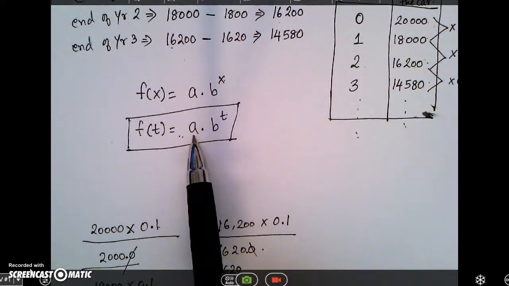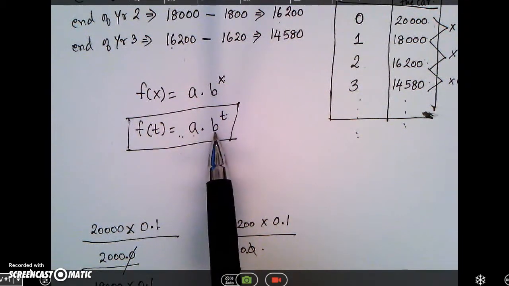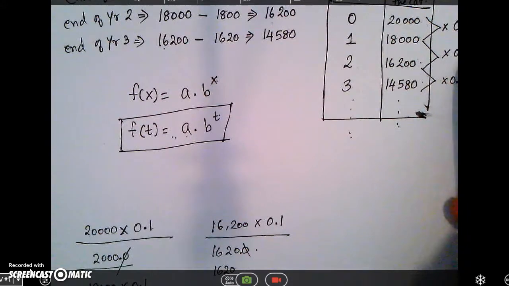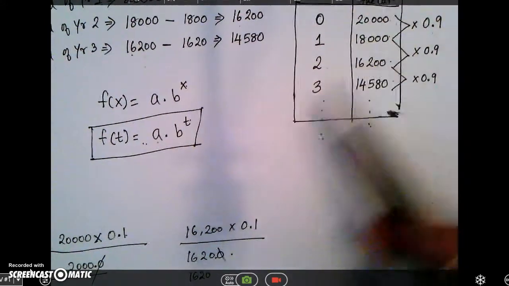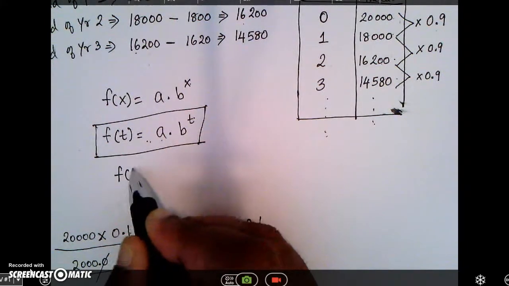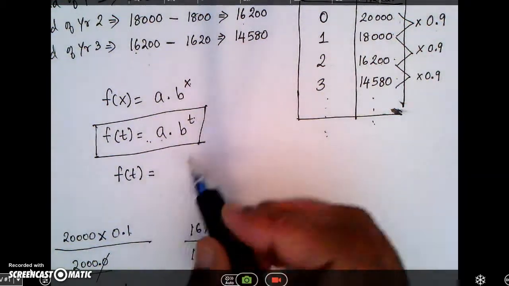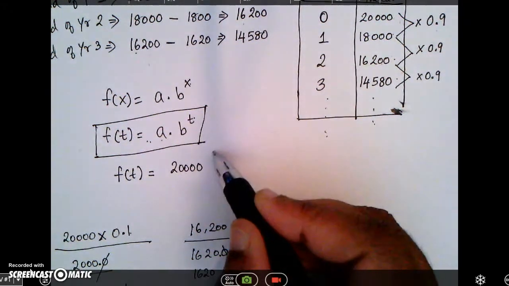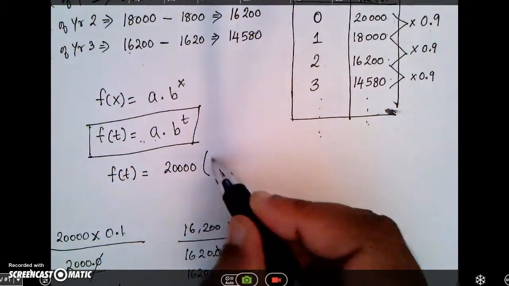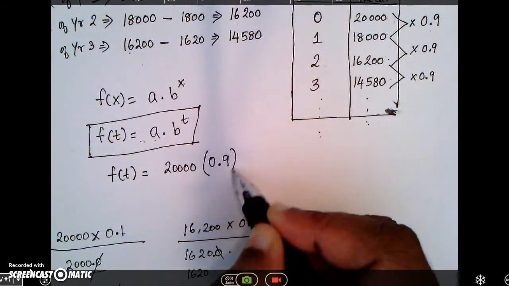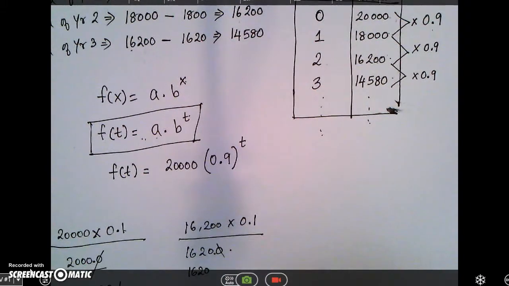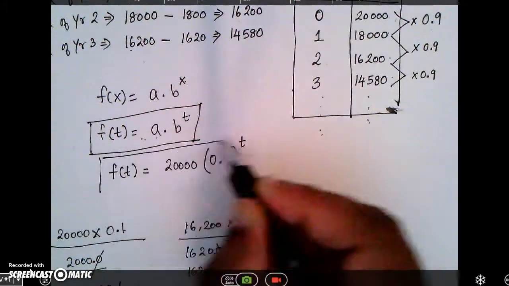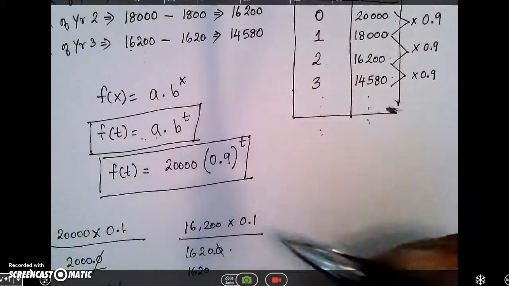So I know here a is my initial value of the car, and b is the ratio, the common ratio. All right. So if I want to write a function for this specific situation, I have f of t equals 20,000, my initial value of the car, times my common ratio, 0.9, to the power of t. All right. So this is the function of my car situation.